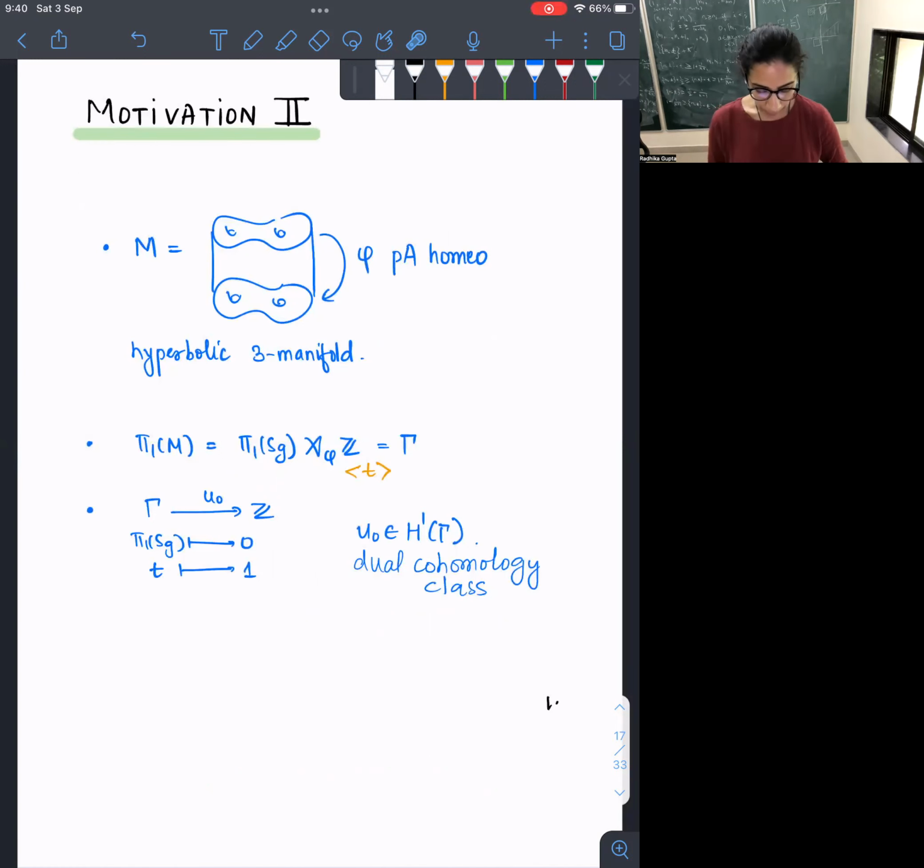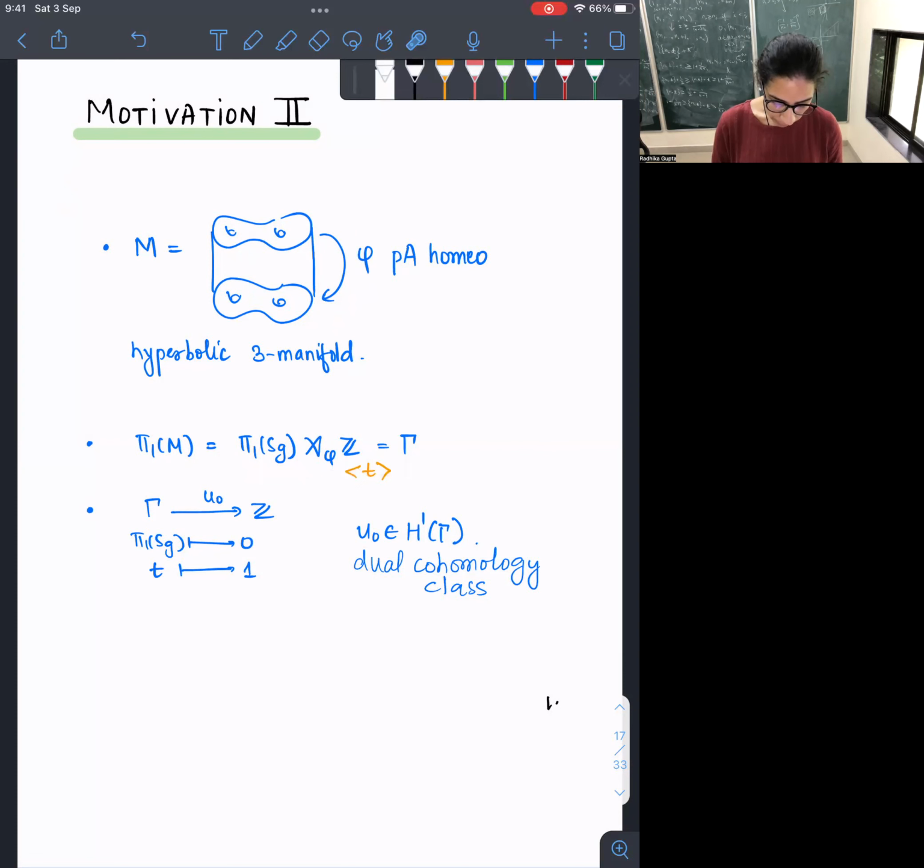So I want to start with a hyperbolic 3-manifold, which is obtained as follows. You start with a surface of genus g at least 2, you cross it with an interval, and then you glue the top to the bottom by a pseudo-Anosov homeomorphism. It's a famous theorem of Thurston that the mapping torus of a surface homeomorphism is hyperbolic if and only if the homeomorphism is pseudo-Anosov.